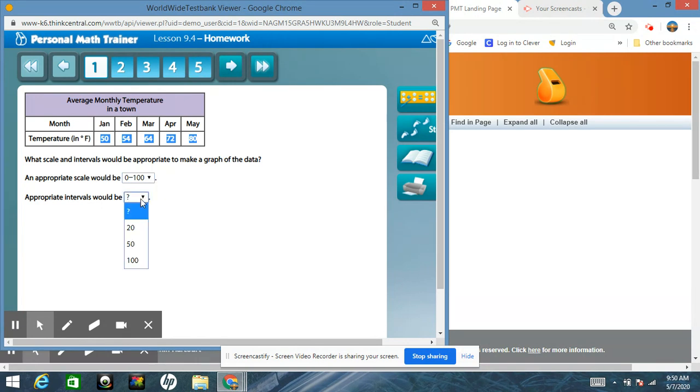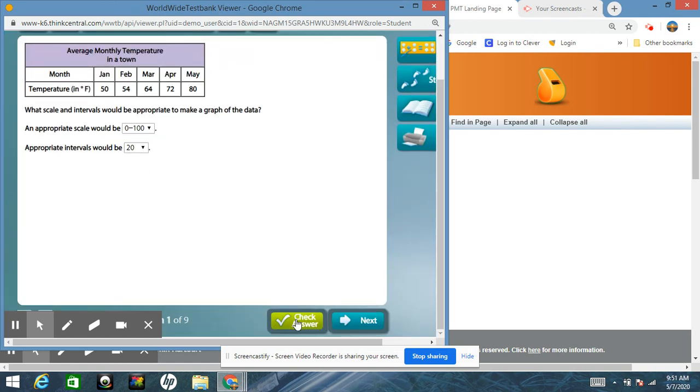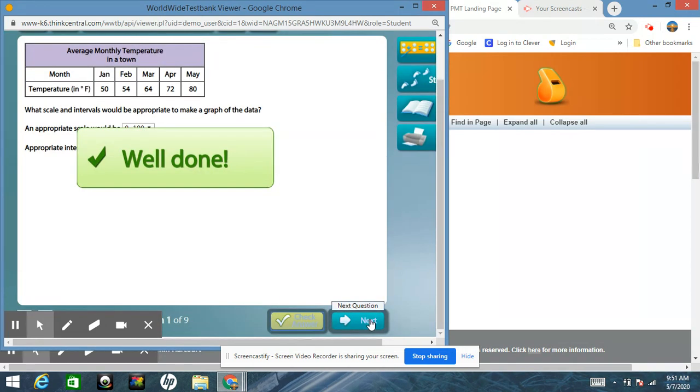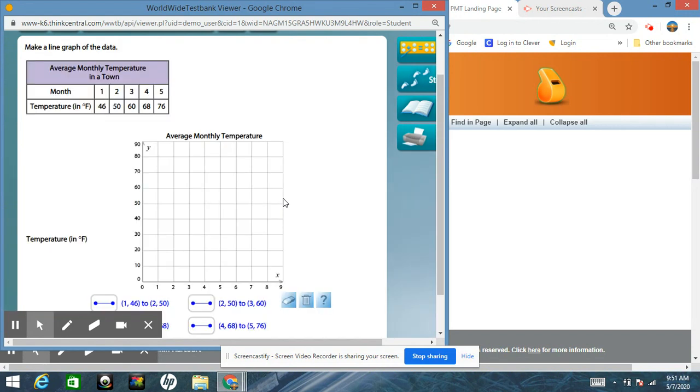Now the intervals means the spacing in between. If I did 100 between each number, you would have 0, 100, 200, 300. That's way too much. If I did it in 50s, again, I would have 0, 50, 100, 150, way too much. So your appropriate interval, that means the spacing in between, would be the 20, because then you could go 20, 40, 60, 80, and all these numbers would be covered. Well done, of course. Okay, next one.